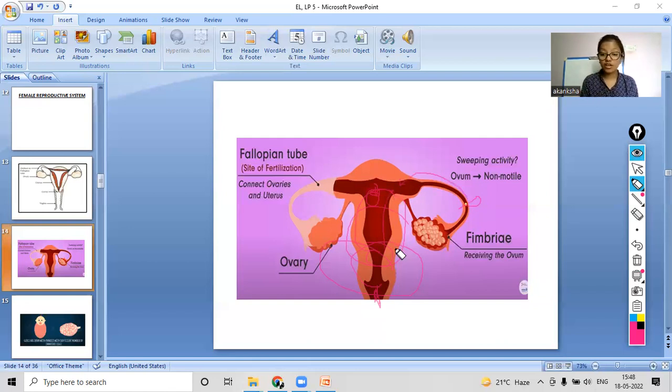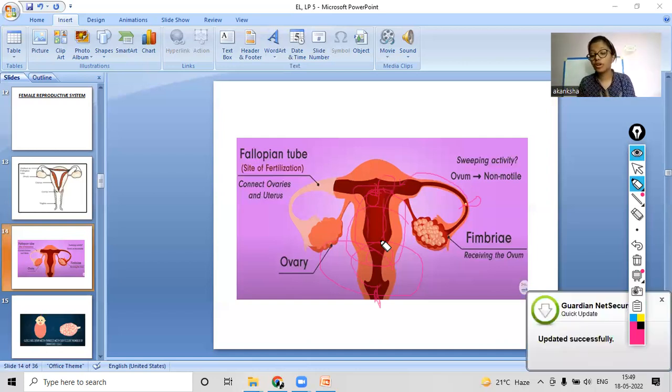When the sperm and the egg fuse, it becomes a fertilized egg, the zygote, right? It starts dividing and forms a ball of cells, the embryo. From the embryo it develops later. This embryo attaches itself to the endometrium lining of the uterus. So this is how the fertilization process happens in the female reproductive system.